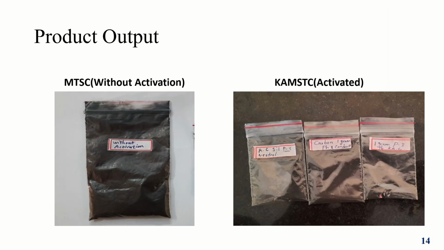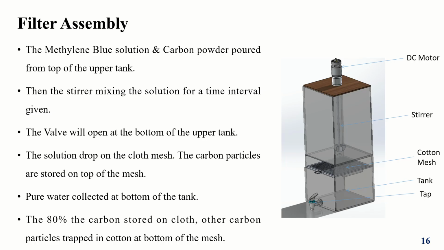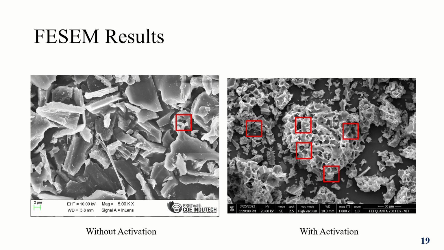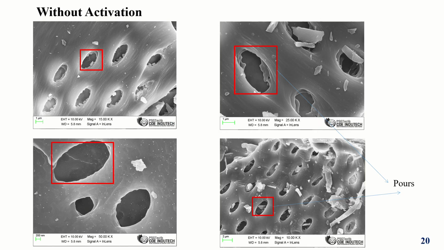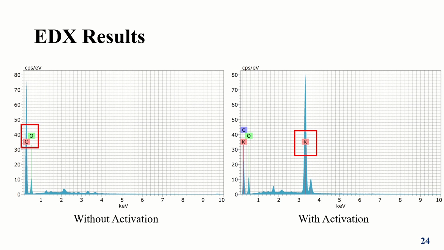This is the product output, and this is the filter prototype model and filter prototype assembly. Experiments were conducted for physical characterization: FESEM, EDX, FTIR, and physicochemical characterization. This is the FESEM image without activation and with activation. Without activation there are small holes. After activation there are many holes, many pore sizes, and these are the EDX results.